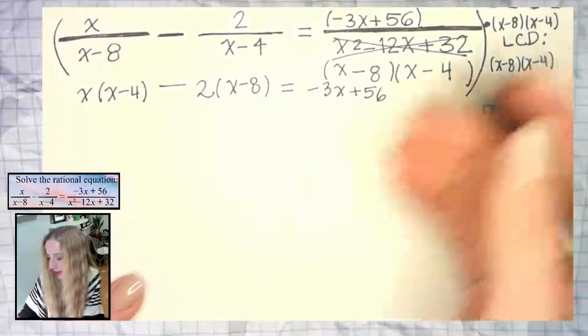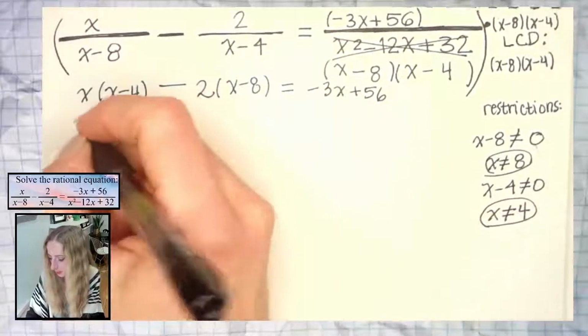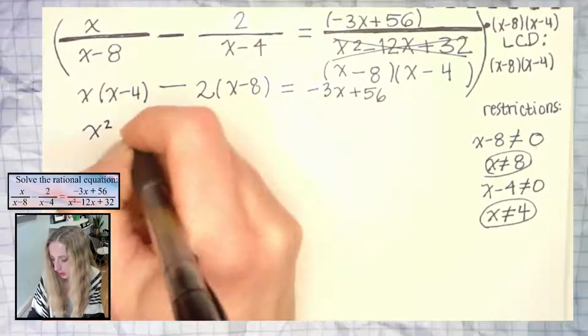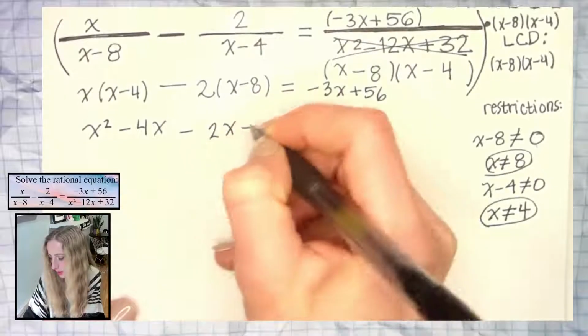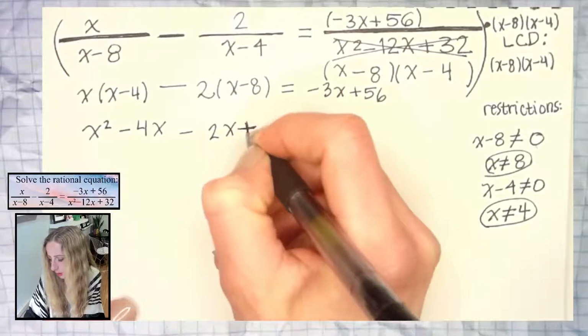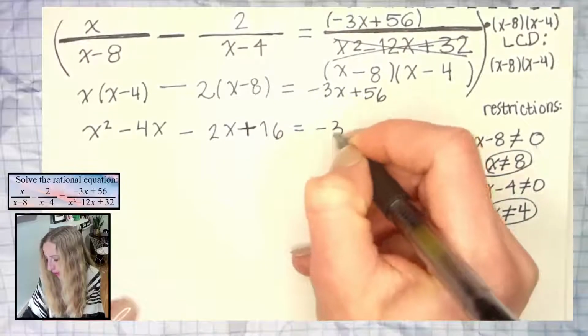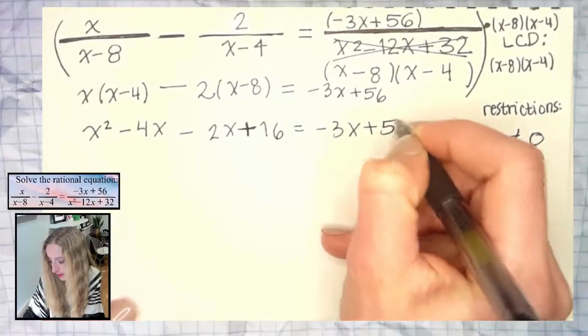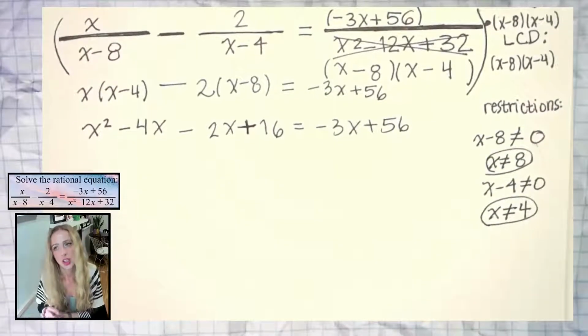So let's go ahead and just solve this lovely polynomial now as if it were no big deal. X squared minus 4x minus 2x, please don't mess this up right here, it's plus 16 equals negative 3x plus 56. So I'm looking like I got a quadratic equation going on for me over here.